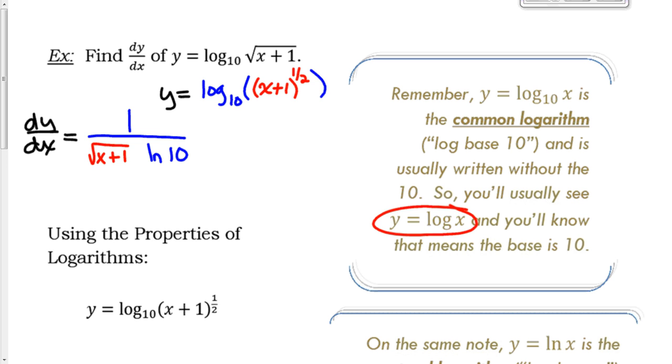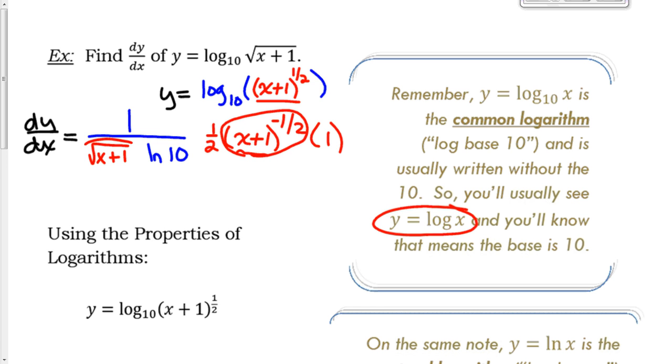My inside is x plus 1 raised to the 1/2. So that derivative is 1/2 times x plus 1 raised to the negative 1/2 times the derivative of the inside of that, which is really just 1. So I can simplify this, and I have a negative exponent right here. So this term can actually go to the denominator, and it's the square root of x plus 1.